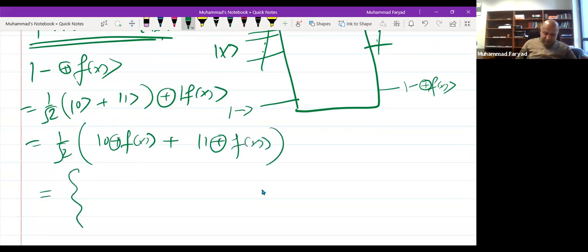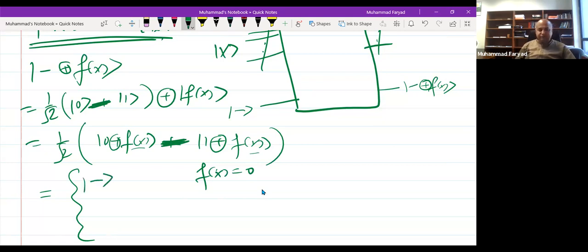And there are two possibilities. If your f of x is 0, what would happen? This is 0, this is 0, so 0 plus 0 is 0, and 1 plus 0 is 0. And sorry, this should be a minus sign because this is a minus state. There should be a minus sign. So if f of x is 0, you get 0 minus 1 as it is, which is nothing but the minus state itself.